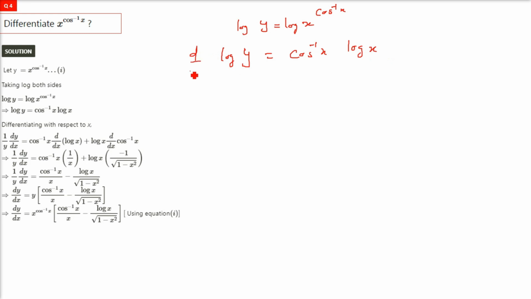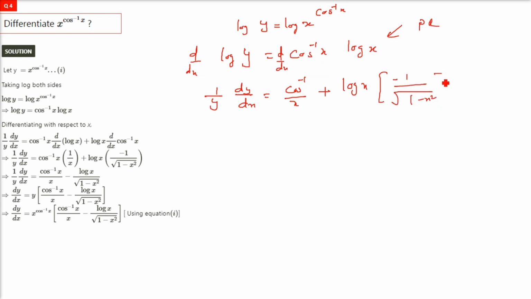Now let us differentiate both the sides, d by dx of both the sides. Log y is 1 by y dy by dx. Now we'll use the cos inverse x first because we are differentiating by product rule. So cos inverse x, log x differentiation is 1 by x, and it is done. Now log x will come in front. We have already done that. Cos inverse x is negative 1 by under root 1 minus x square. That is a standard result. Negative 1 by under root 1 minus x square is the final cos inverse x differentiation.